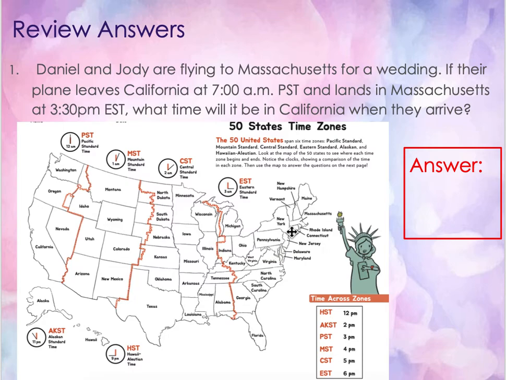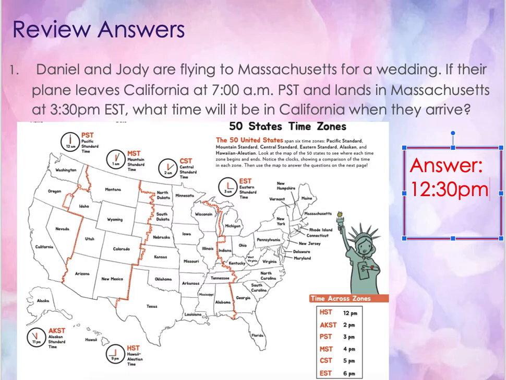Now, you have to figure out what time it will be in California when it's 3:30. So if it's 3:30 p.m. in Massachusetts, then you go back: 3:30, 2:30, 1:30, 12:30. It's 12:30 p.m., because that's what it's asking you. Can I write this down? Yes. So the answer is 12:30 p.m. Okay?